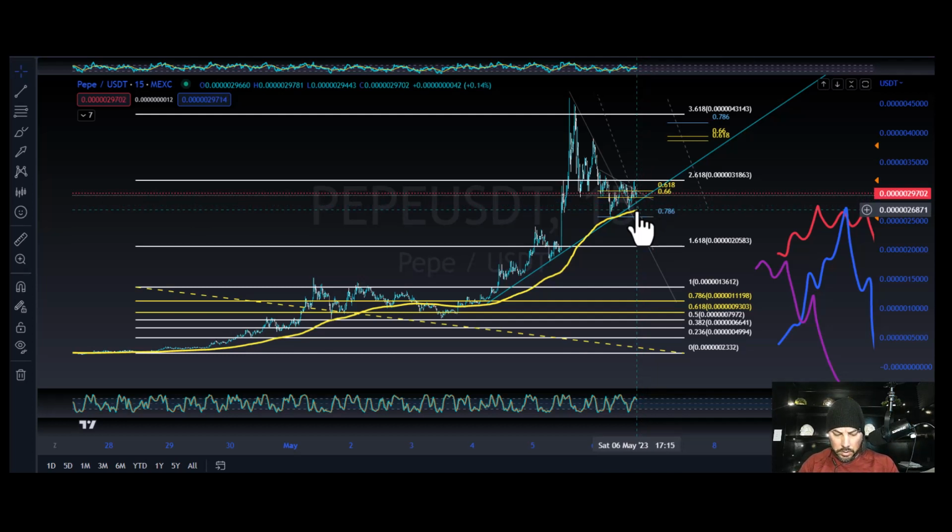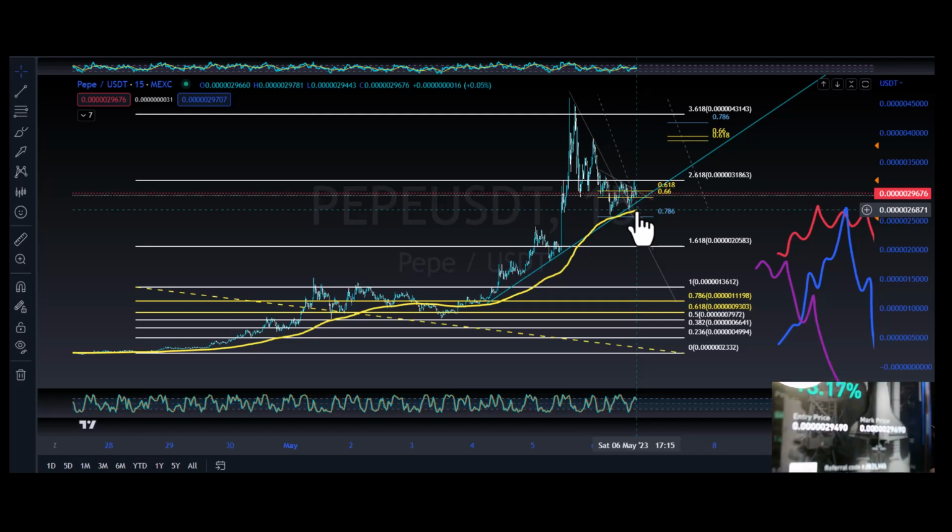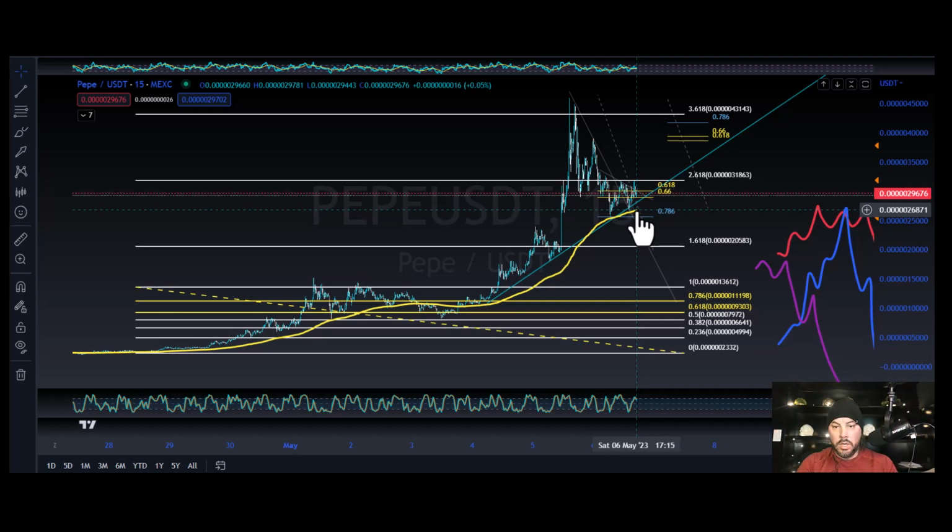In fact, let's open the phone up and see where we're at right now. Yeah, just to show you, it's spanking new. I just opened that. I don't know if you guys can see that. There's my entry. Of course, I do have a strong invalidation. My stop loss is below this 0.786.